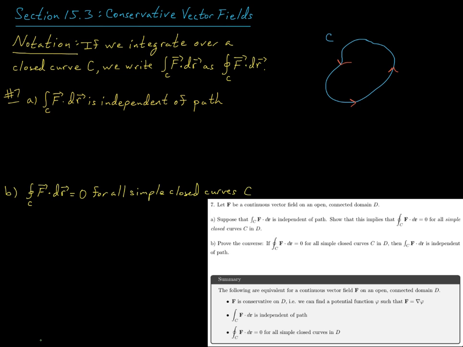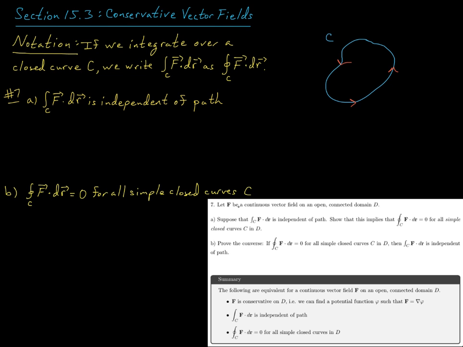All right, for this last video in section 15.3, we're going to begin with some notation. If we integrate over a closed curve C, then we're going to write the line integral of a vector field f over this path using this notation where we include this little circle over the integral symbol. And that's just to emphasize the fact that the path is closed.